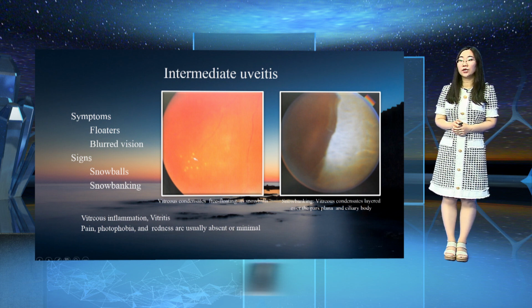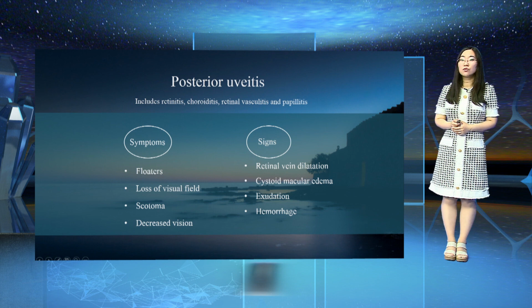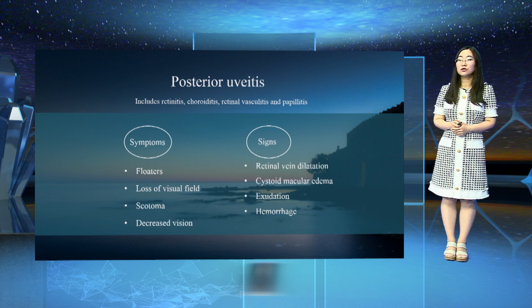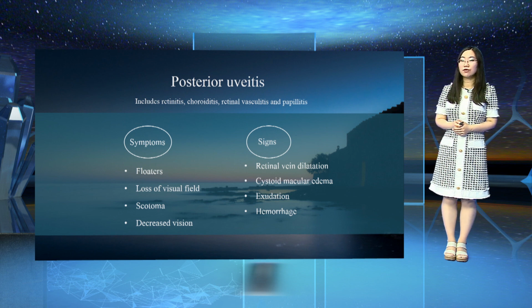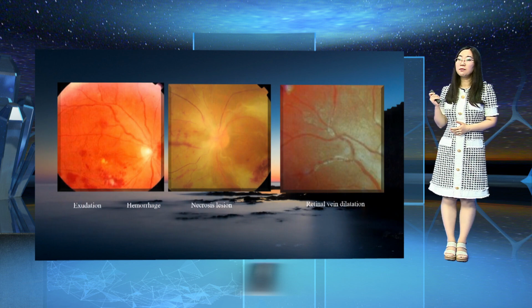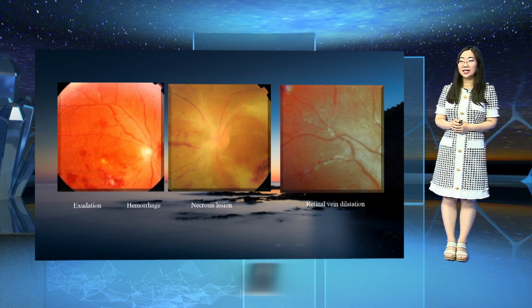Posterior uveitis includes retinitis, retinal vasculitis, and papillitis. The patients can suffer from floaters, loss of visual field, scotoma, and decreased vision. The signs include retinal vein dilatation, exudation, hemorrhage, and cystoid macular edema. From the photo, we can see the dilated vein, exudation, and hemorrhage.